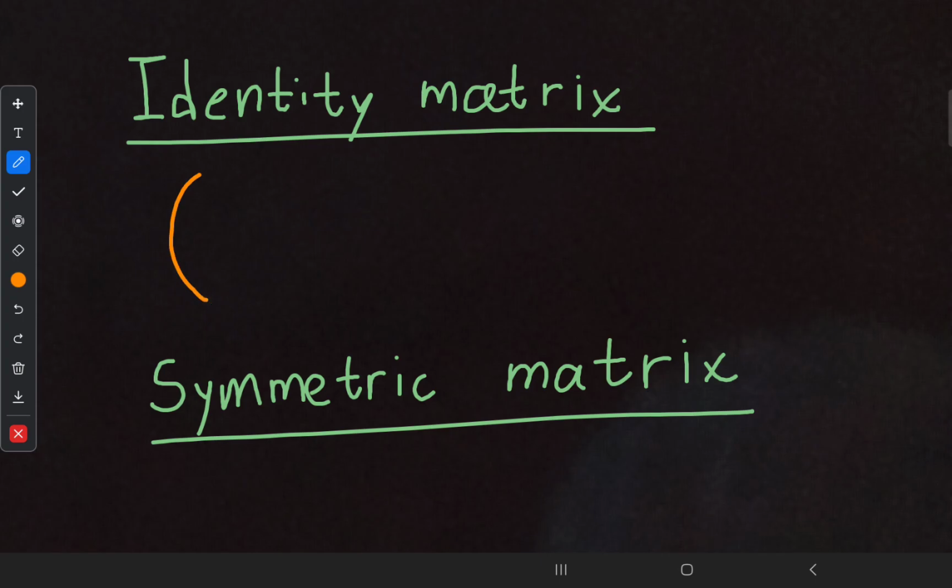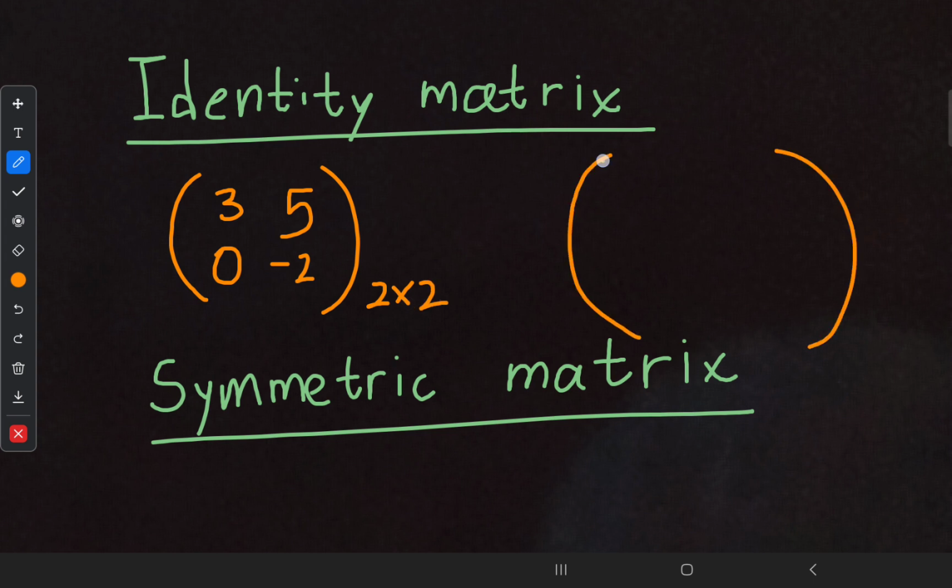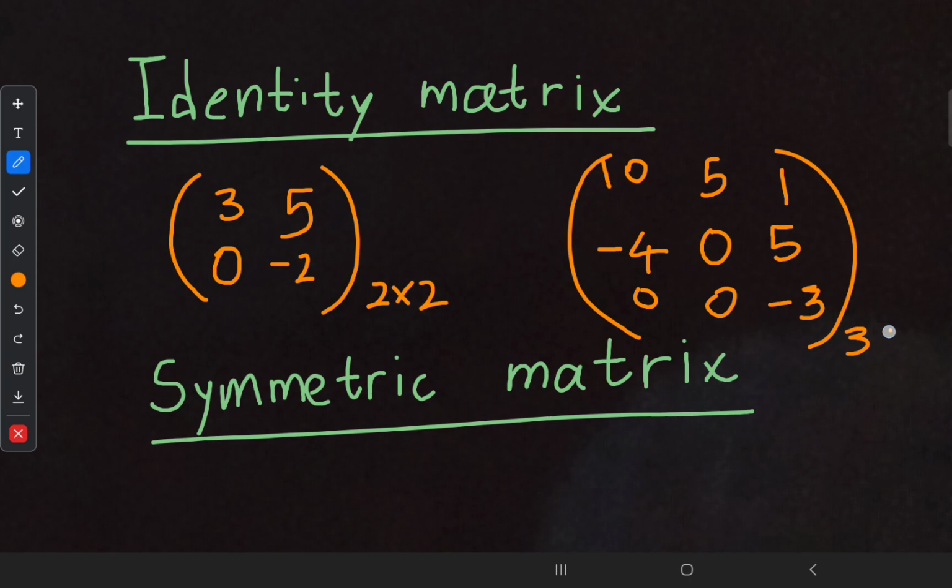Likewise, let's do something. Okay, here I'll indicate 3, 5, 0, -2. This is a square matrix, 2 into 2. And then my next square matrix is 10, 5, 1, -4, 0, 0, 0, 5, -3. This is a 3 into 3 matrix. We know about square matrix already.